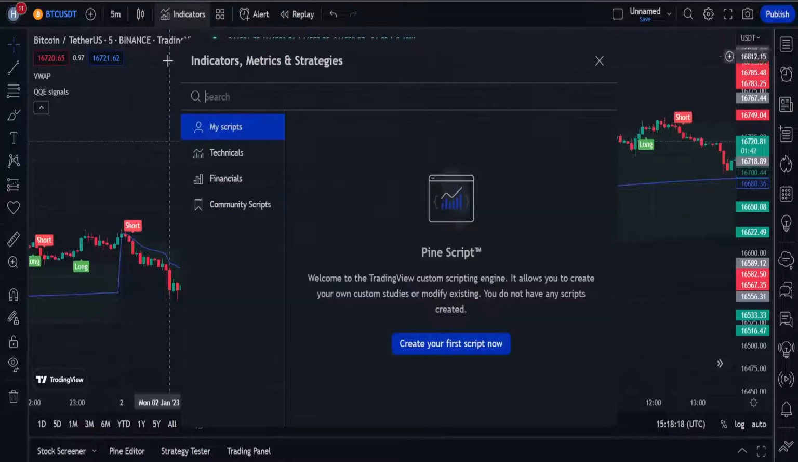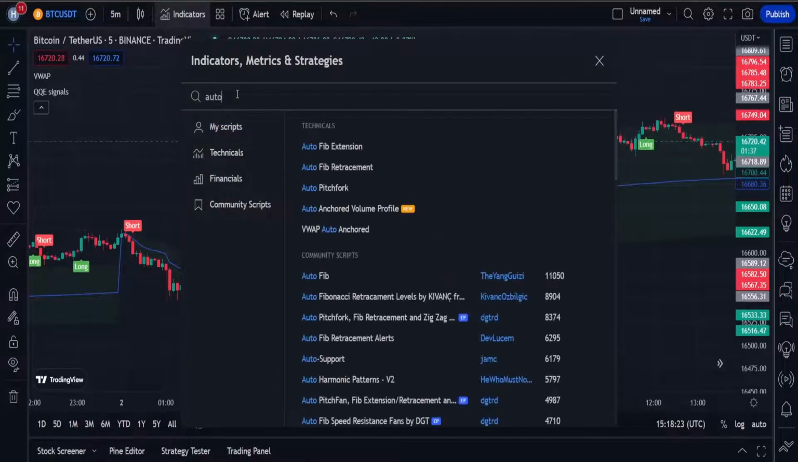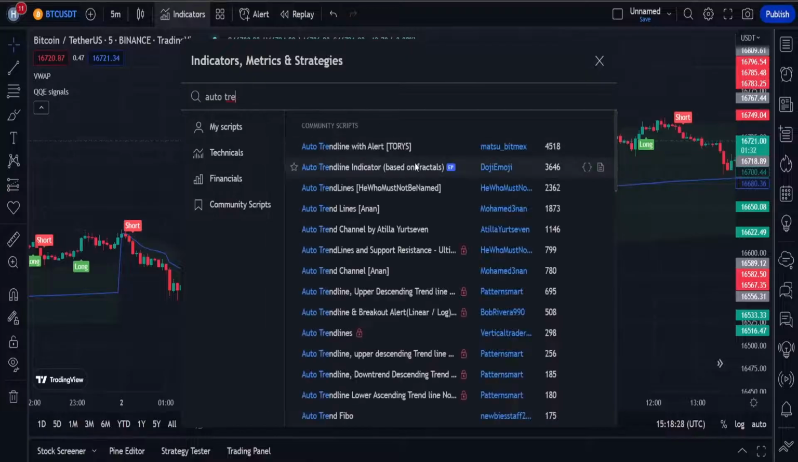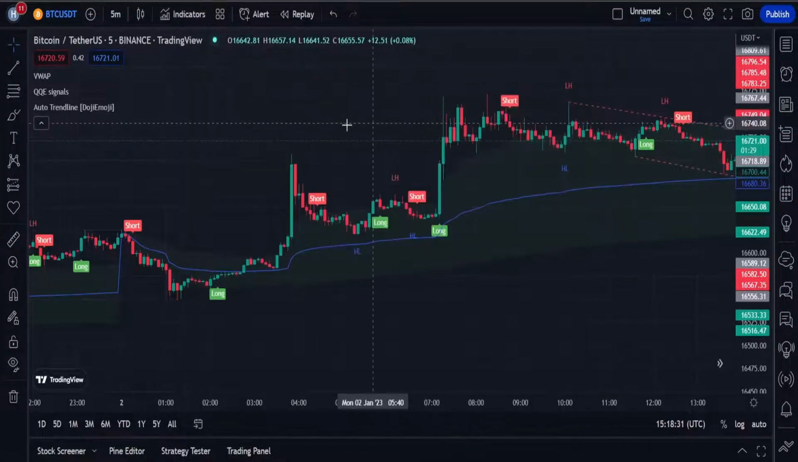Finally, let's install our third indicator to the chart. Simply type in Auto Trend Line and select this indicator by Doji emoji. This indicator will basically help us identify lower highs and higher lows in the market. The settings for this indicator will be on default. So now that our setup is ready, and we know how these indicators work, let's learn how we should place buy and sell orders with this strategy.